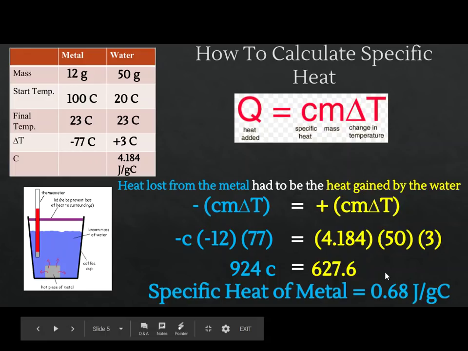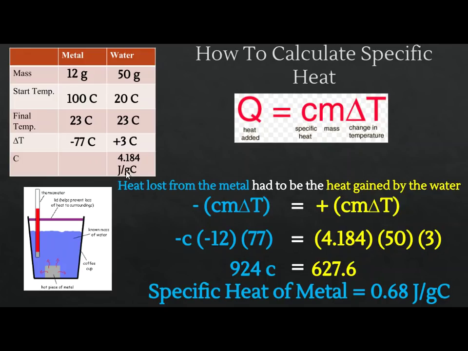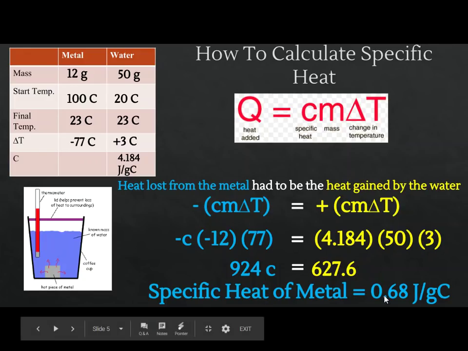Now that number might not make a lot of sense until you consider what it means. It means that it takes about 2/3 of a joule to make a single gram of this metal go up a degree. We don't really know what joules are very well yet because we don't really use that very often, but let's compare that to water. Water takes a little over 4 joules for a single gram of it to go up a degree Celsius. In other words, water takes a lot of energy to change its temperature, whereas this chunk of metal does not take a lot of energy to change its temperature.